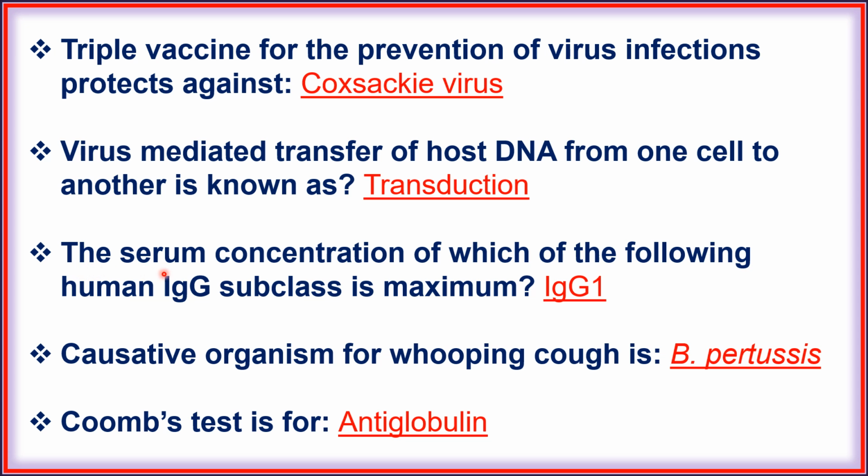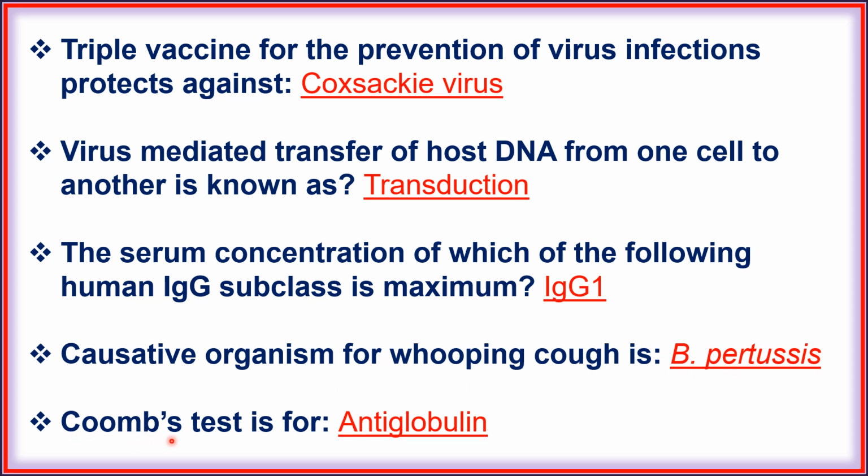Next, the serum concentration of which of the following human immunoglobulin subclass is maximum? Immunoglobulin G1. Next, causative organism for whooping cough is Bordetella pertussis.